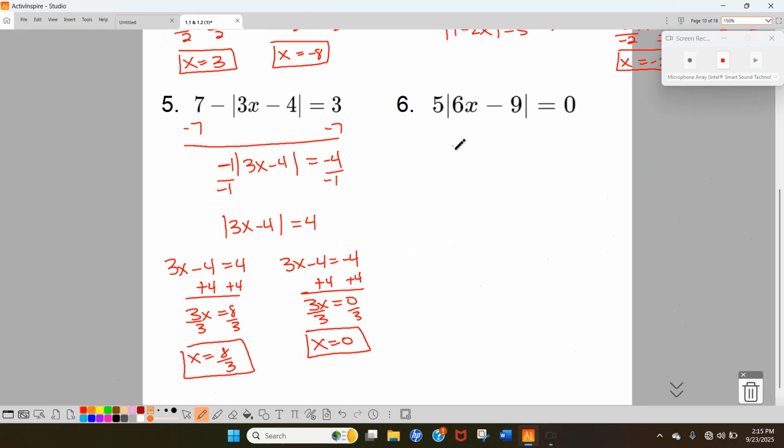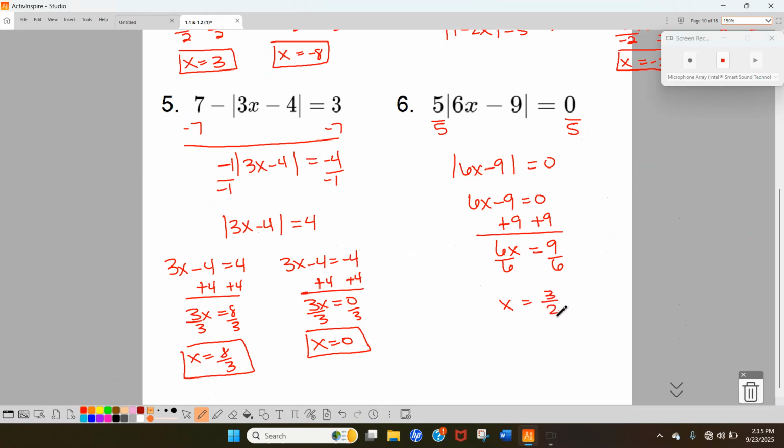All right, so here, divide by 5, because we need absolute value by itself. In this one, when we go to split, we have our absolute value equal to 0. Well, there is no positive or negative version of 0, so you just ignore the absolute value, solve the problem, and you get the one answer. So add the 9, divide by the 6, and then you can reduce 9/6 to 3/2, and you're done.